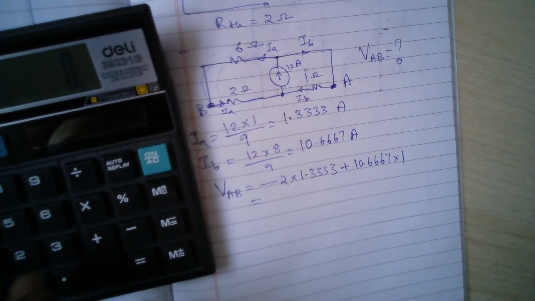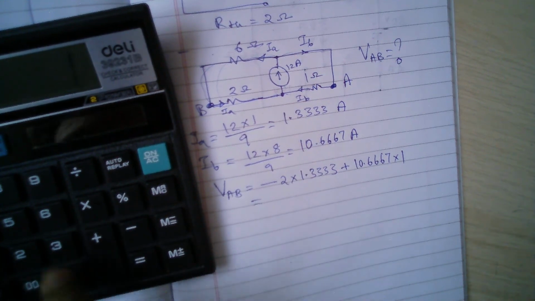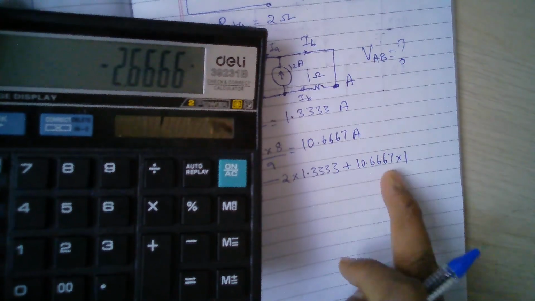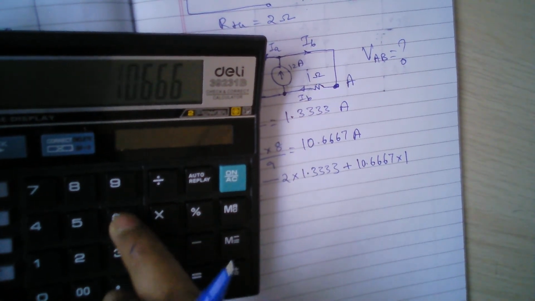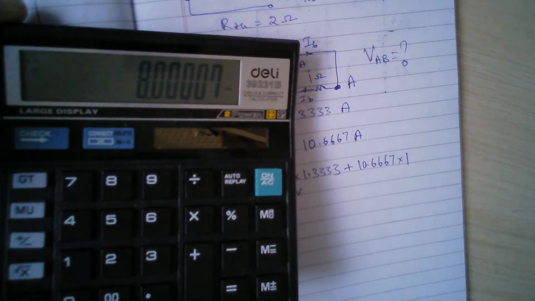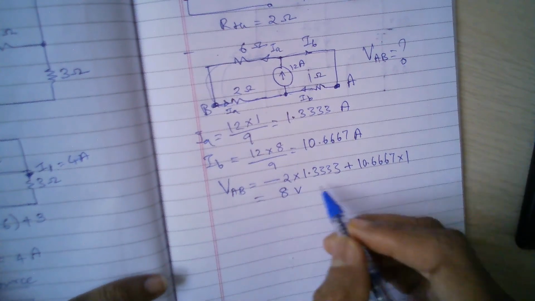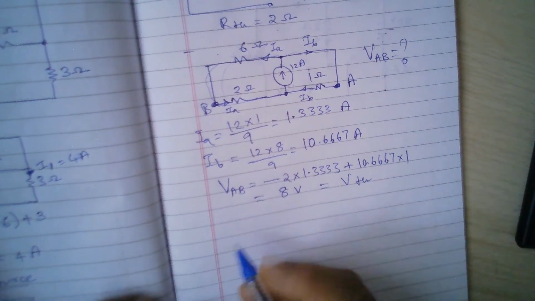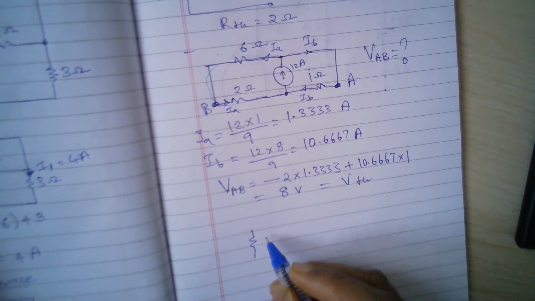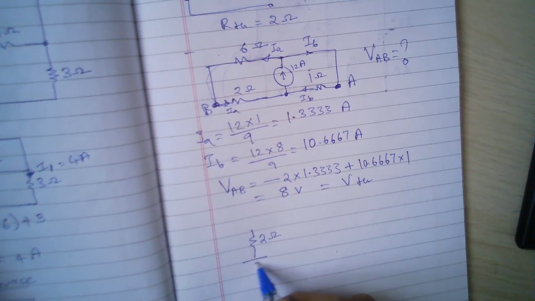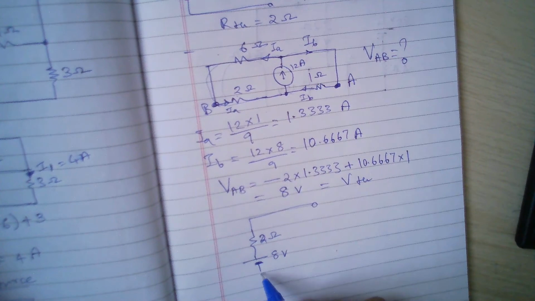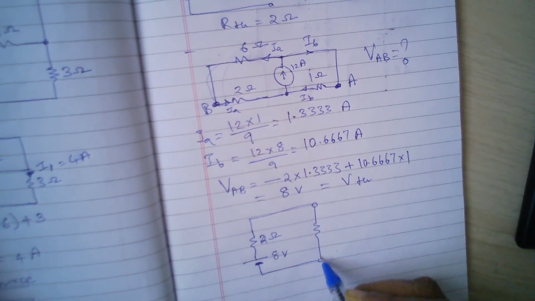So that is minus 2 into 1.3333 plus 10.667. So I'm getting exactly 8 volts. Okay, so this is the 8 volts. So this is nothing but Thevenin's voltage. So now I can make a simple Thevenin's equivalent circuit like this. So this is 2 ohms and this is 8 volts. So this is my Thevenin's source, and this one will be connected across our load resistance, which is 3 ohms.